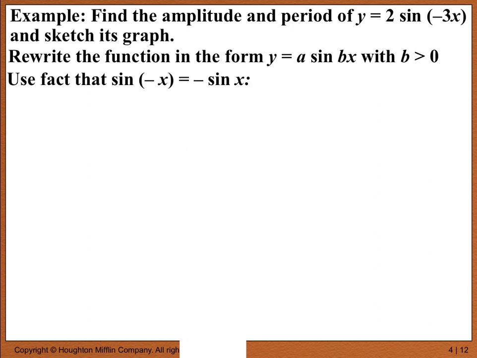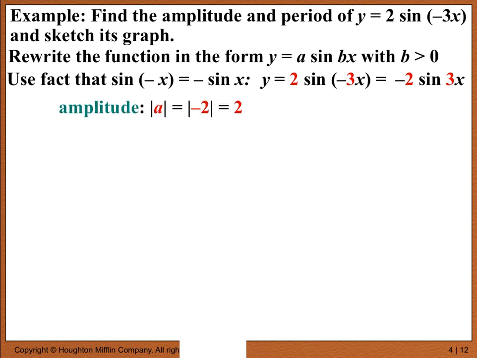And for that, we can just use the fact that sine negative x is the same as negative sine x. And so rewriting this function gives us y equals 2 sine negative 3x is exactly the same as negative 2 sine 3x. Okay, so keeping that in mind, you can very clearly see from the problem that the amplitude is 2 and the period is 2 pi over b. My b is 3, and so the period is 2 pi over 3.